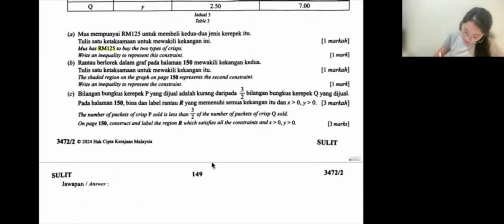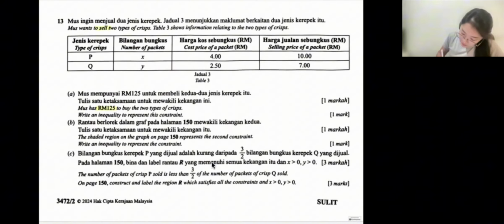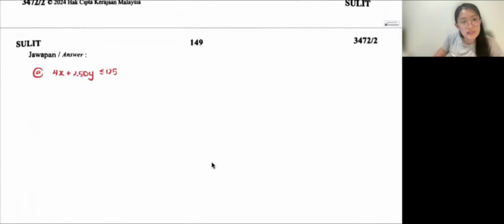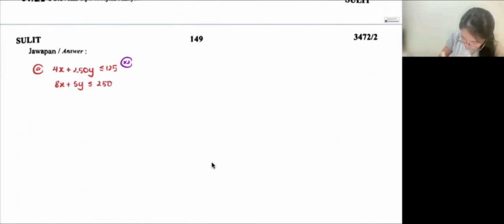Okay, that will be A. 4 ringgit and 250, right? 4x plus 250y less than or equal to 125, because this is the money that he has. This is the budget. We don't want the decimal over there, so what you can do is multiply by 2. So this is 8x, and this is 5y, and this is 125 times 2, 250. It's better to have whole numbers. Okay, 1 mark.